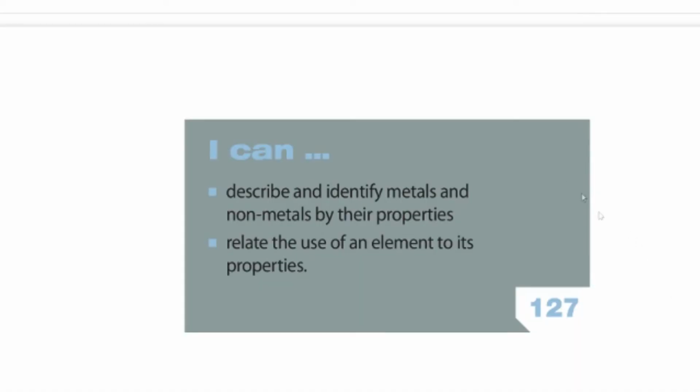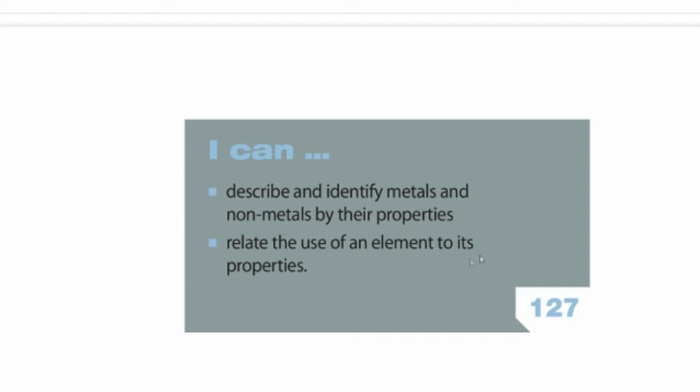So let's go back to the learning objectives, and I think you'll see that we've already got both of these covered. Describe and identify metals and non-metals by their properties. Well, we know the ones for metals. Non-metals are usually the opposite. Lower boiling point, lower melting point. They can't conduct heat very well. They can't conduct electricity very well. They're not malleable and they're not strong. They tend to just be the opposite.